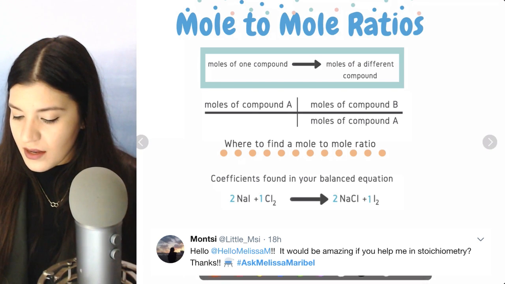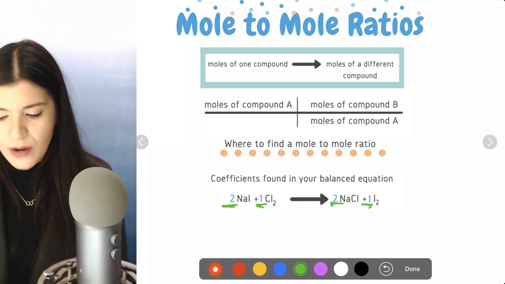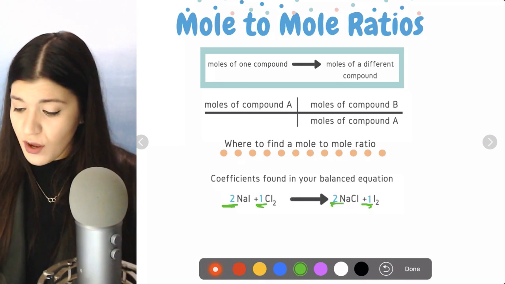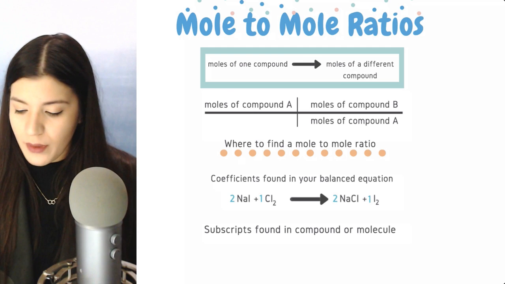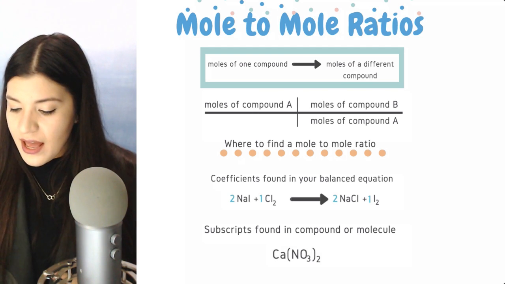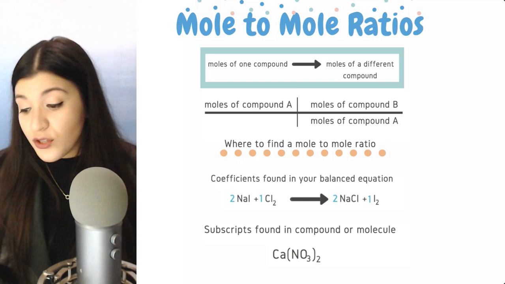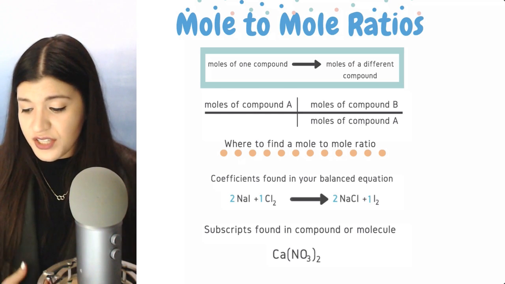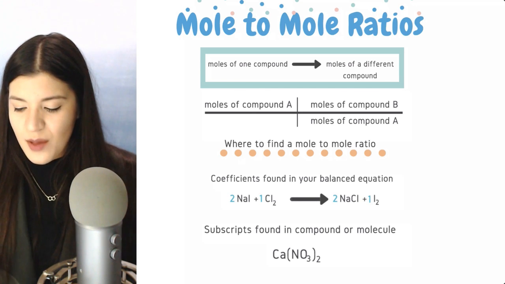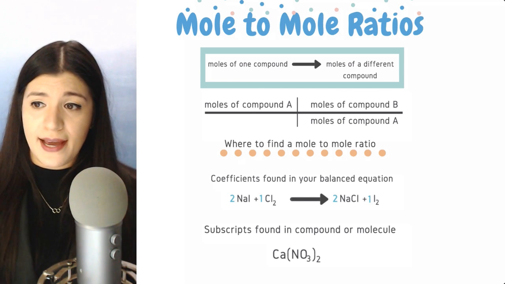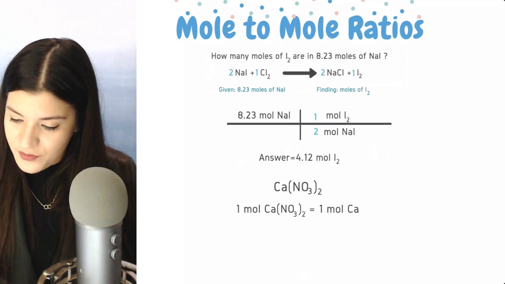And then the coefficients that I'm talking about are the numbers that are in front of all of your elements or compounds or whatnot, okay? And then lastly, any subscripts that are found in your compound or molecule. So in this case, we're given a compound, and what we would do is look at the subscripts. Like, let's say oxygen has a 3 subscript, but really we know there's 6 of them, and we'll get into that in a second. But understanding that those are the 2 different places we can get a mole ratio.